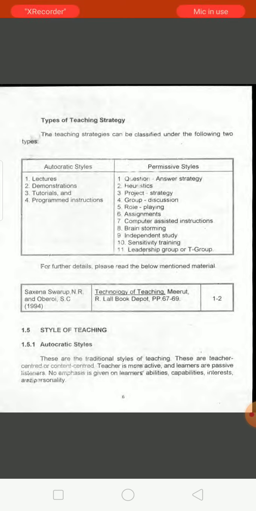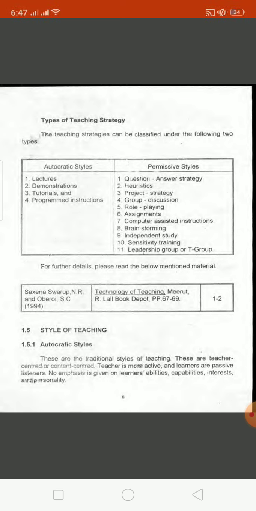As the name suggests, autocratic style is basically just like an automatic style. The whole authority mainly belongs to the teacher. Okay, so the teacher is in the main role, and in the permissive style there is more involvement of students, more involvement of learners, and they are given more independence to participate in the class.